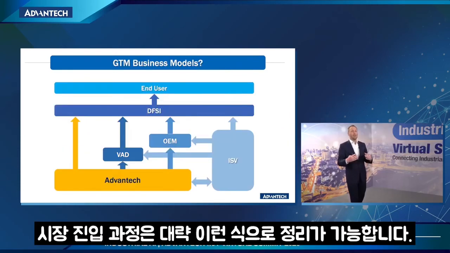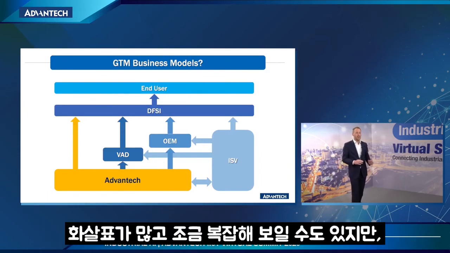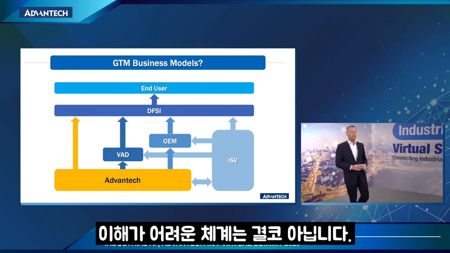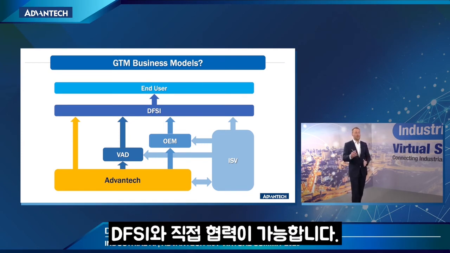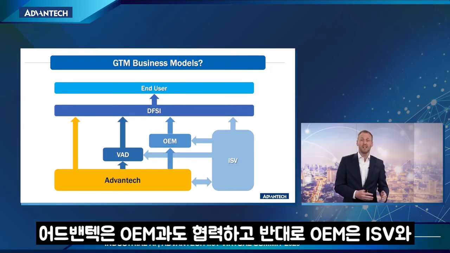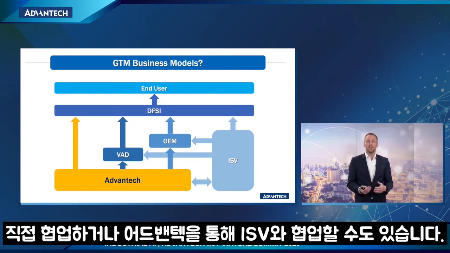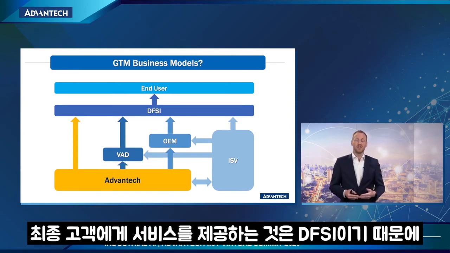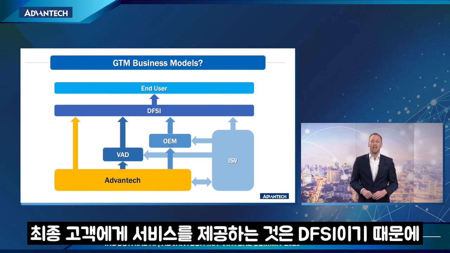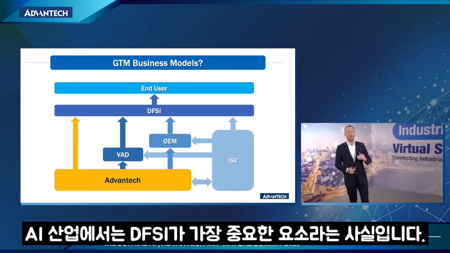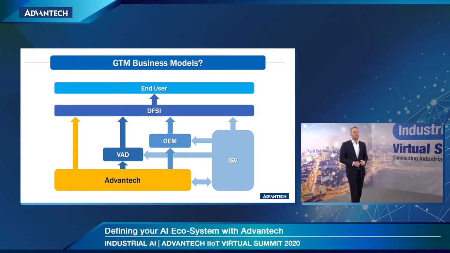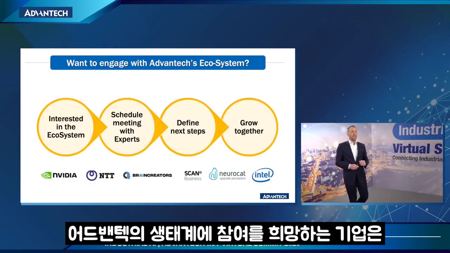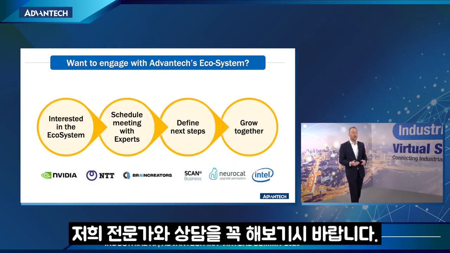Now, this is how the go-to-market business model looks. I know there's a lot of arrows, and it may be a little bit complex, but you see Advantech can work together with an ISV directly, with a DFSI. But Advantech also works with OEMs. And the OEM can also work with an ISV, or we help the OEM to bridge with the ISV. In the end, what we say with this message is we believe, and I believe, that the DFSI is the most important link in this whole AI space, because the DFSI is the one who is implementing at the end customer side.